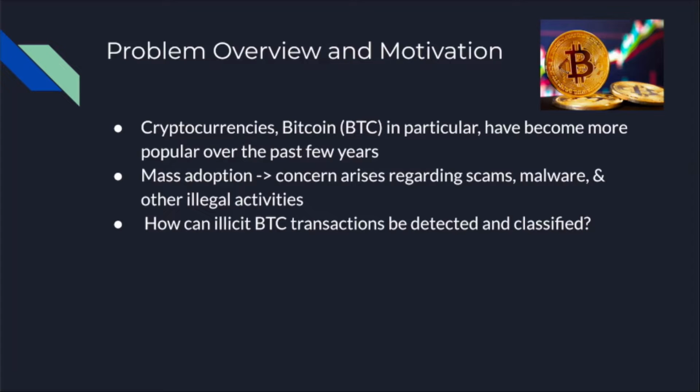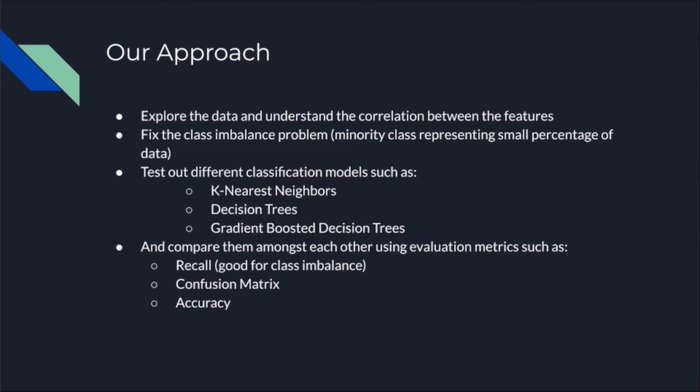To prevent these illicit transactions from occurring, we must find a way to detect and classify them. And that is what our project is about. So we first started our project by applying various pre-processing methods onto our data. We made sure to include several classification models. We first implemented the k nearest neighbors, the decision tree, and then the gradient boosted decision trees. We compared them all amongst each other using the following metrics: recall, confusion matrix, and accuracy.